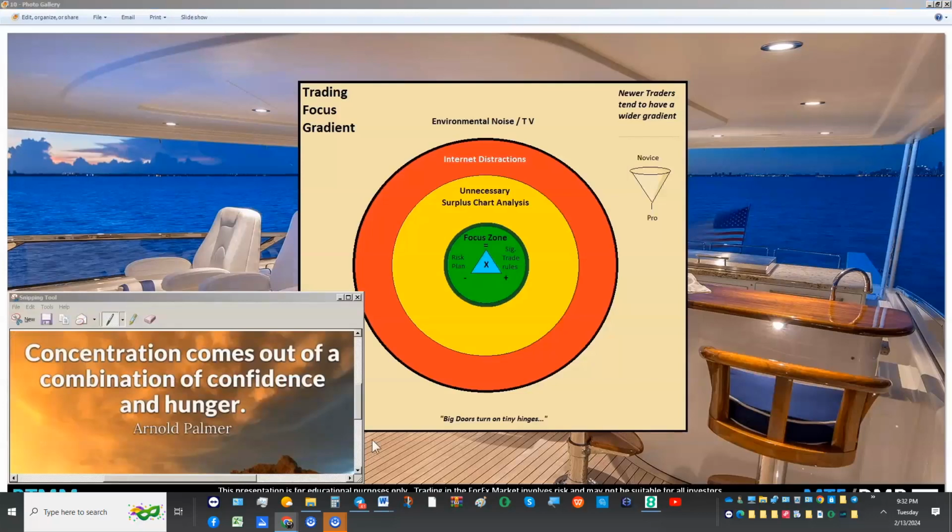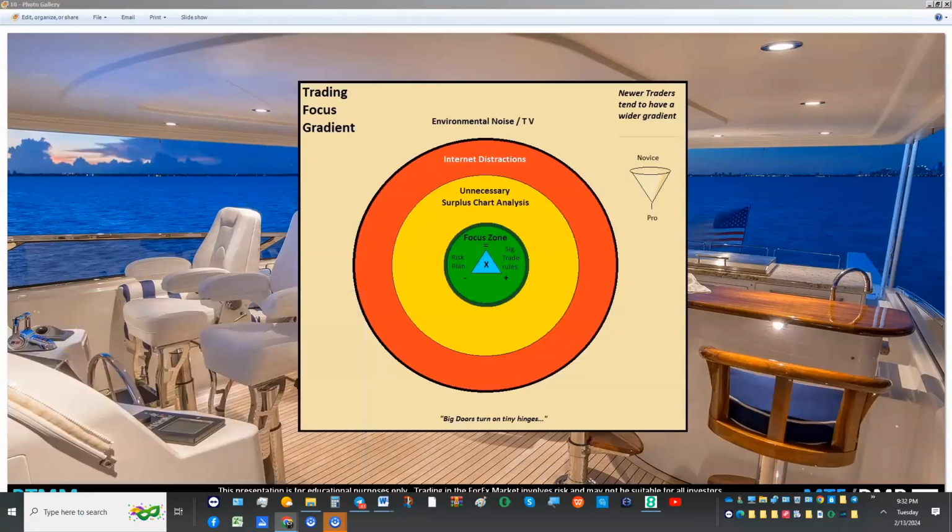And this is a great quote from Arnie Palmer. "Concentration comes out of a combination of confidence and hunger." Absolutely excellent quote. And that's what I'm trying to convey with this drawing. I want you to internalize into your own trading world. I'm going to start with this little cone shape over here on the right.